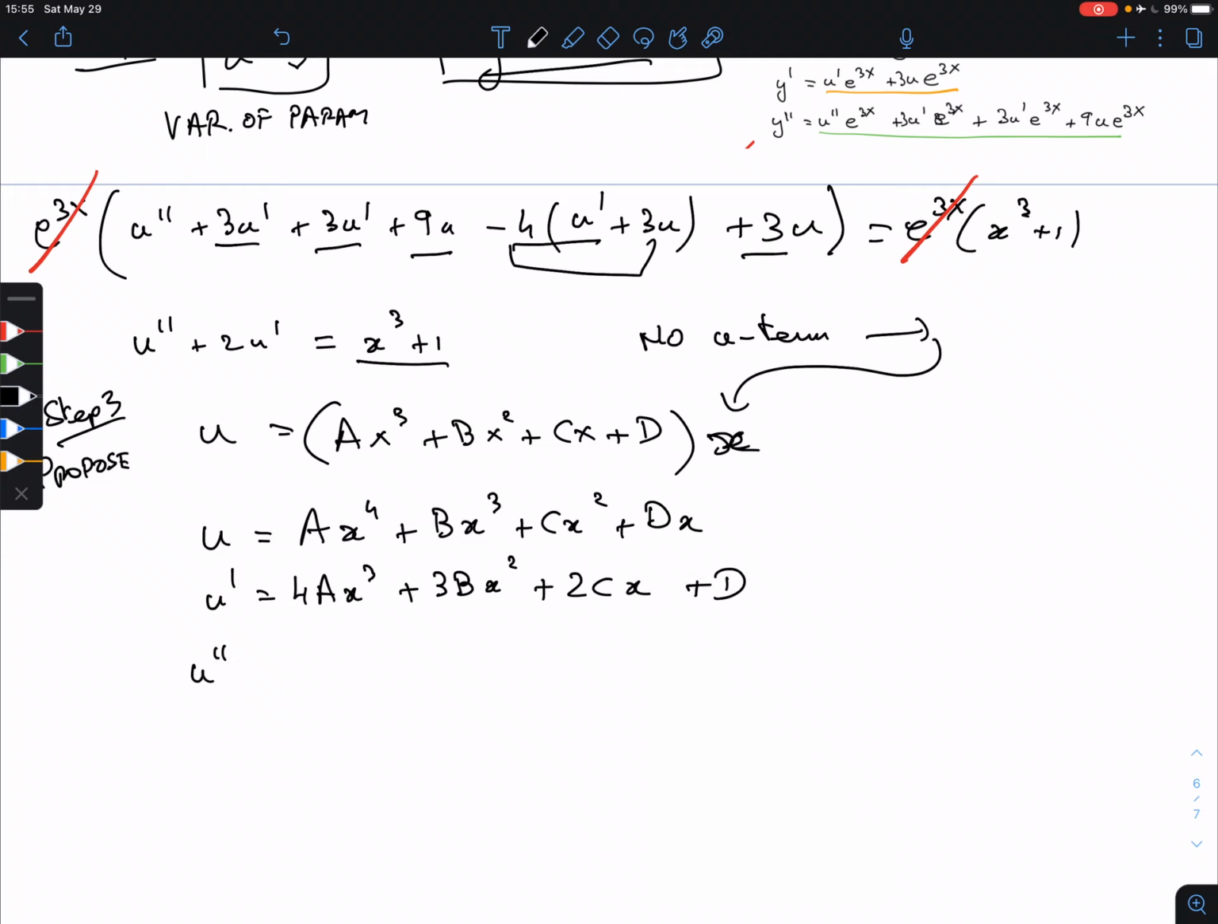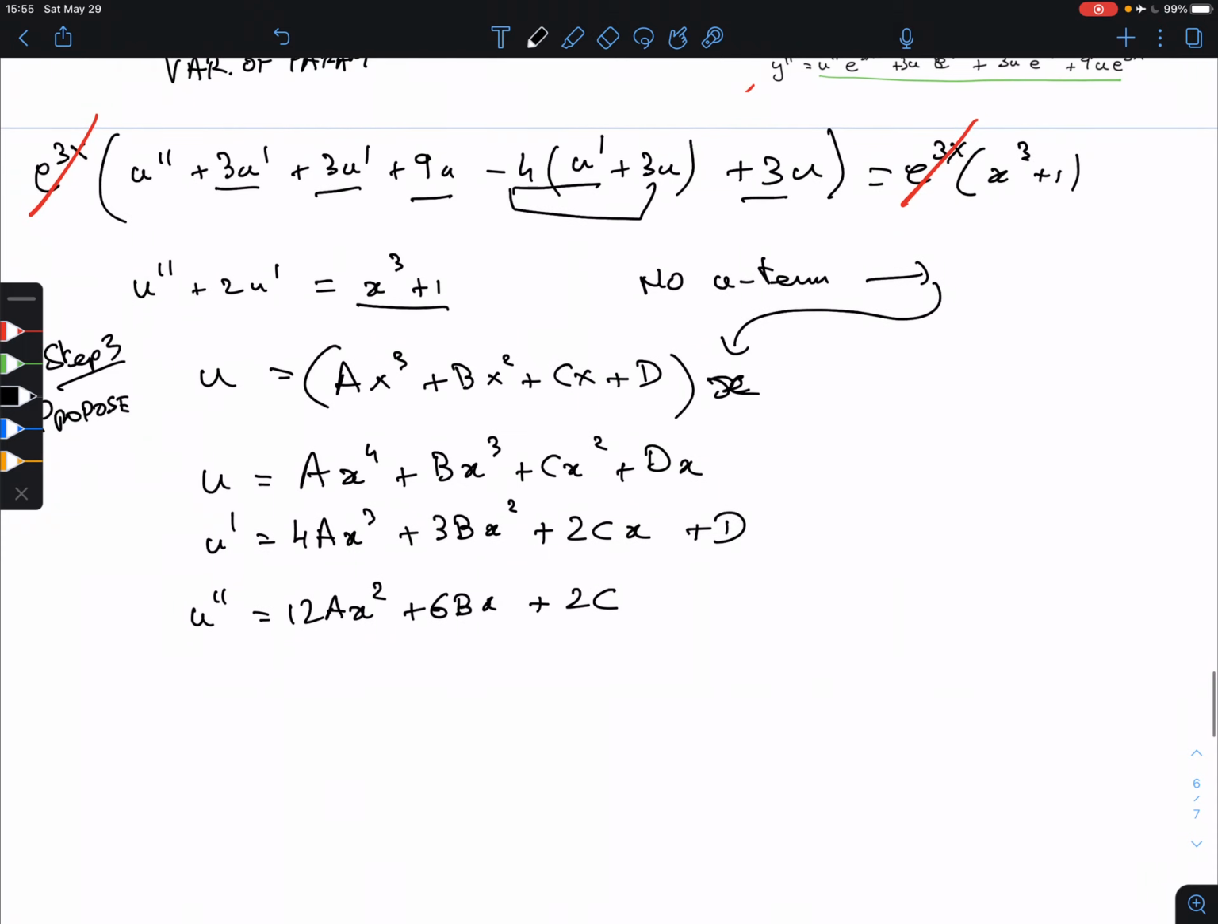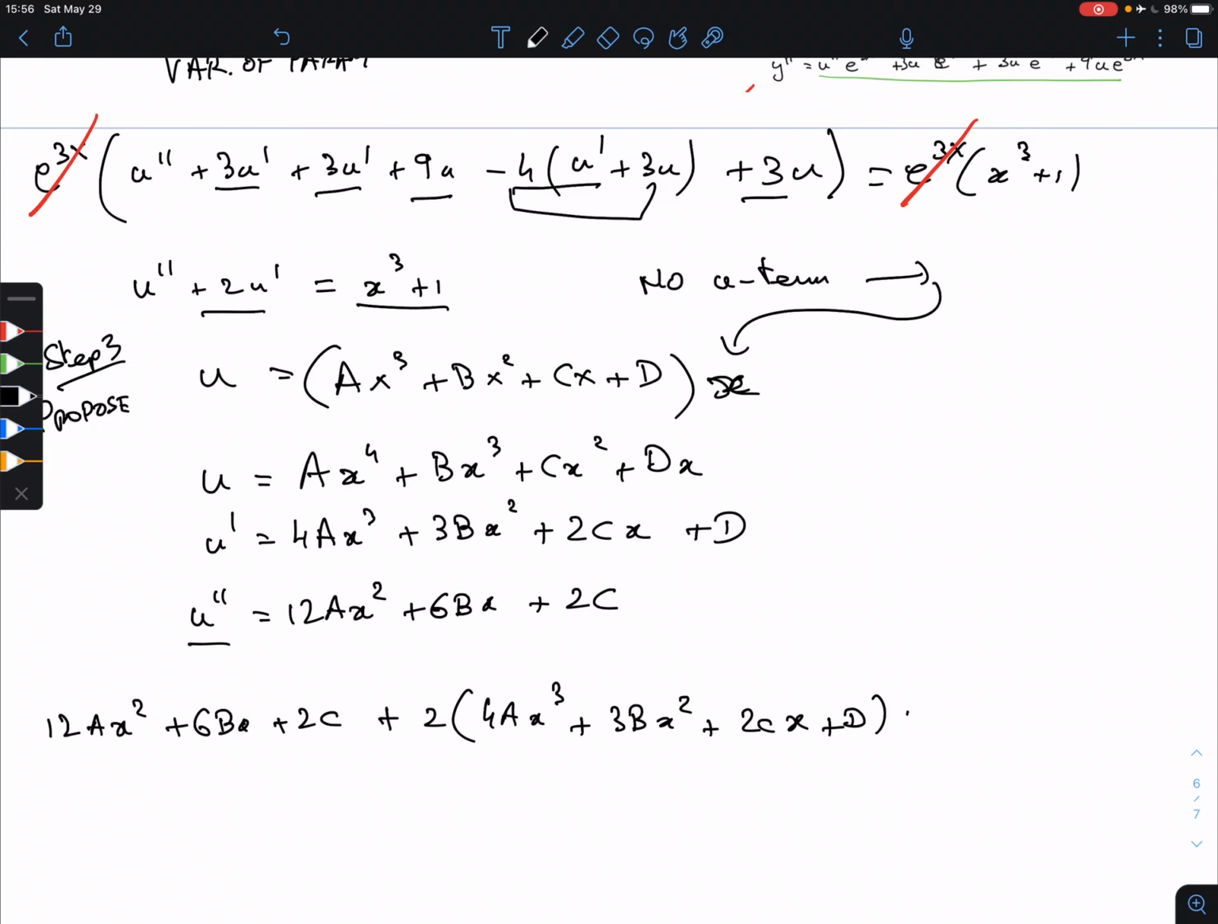And then u double prime is 12ax squared plus 6bx plus 2c, right? And now we plug this in. U double prime is 12ax squared plus 6bx plus 2c. Now we do plus 2 times u prime, plus 2 times 4ax cubed plus 3bx squared plus 2cx plus d, and that has to be equal to x cubed plus 1.